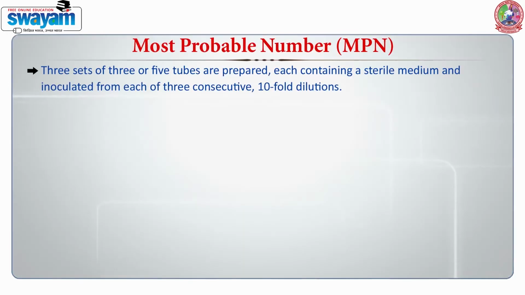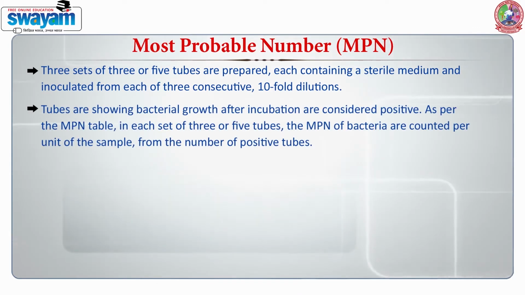The most probable number test is a statistical technique used to determine low counts of coliform bacteria in dairy products. Three sets of 3 or 5 tubes are prepared, each containing a trial medium and inoculated from each of 3 consecutive 10-fold dilutions. Tubes showing bacterial growth after incubation are considered positive. As per the MPN table, in each set of 3 or 5 tubes, the MPN of bacteria is counted per unit of sample from the number of positive tubes.